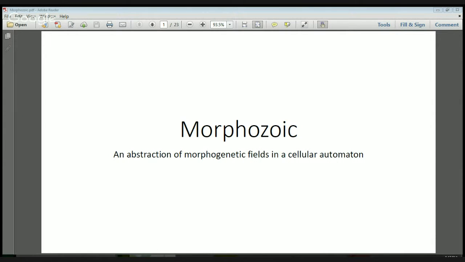My name is Tom Portuguese, and this is my presentation of Morphozoic, which is an abstraction of morphogenetic fields in a cellular automaton.